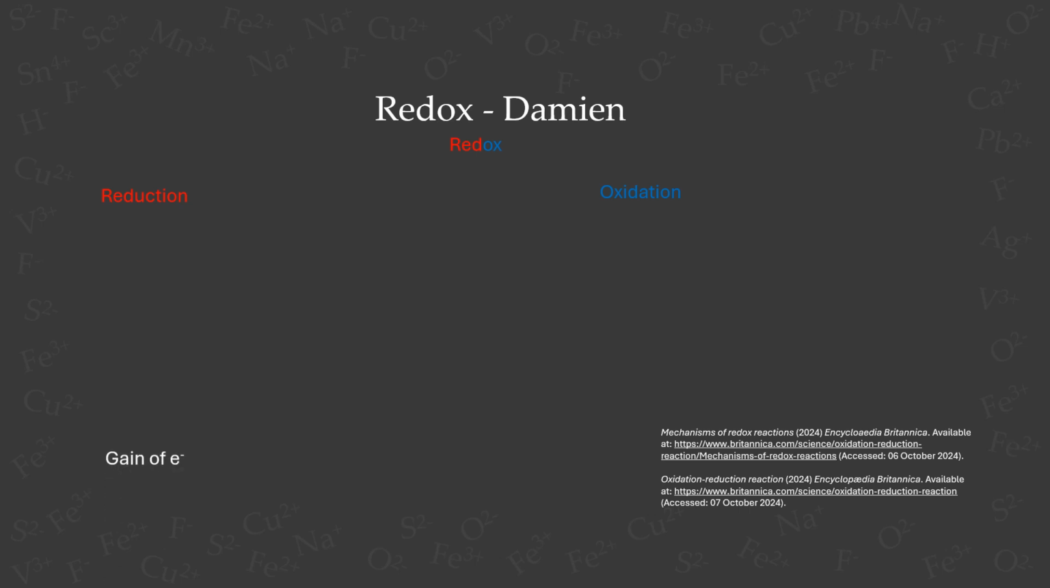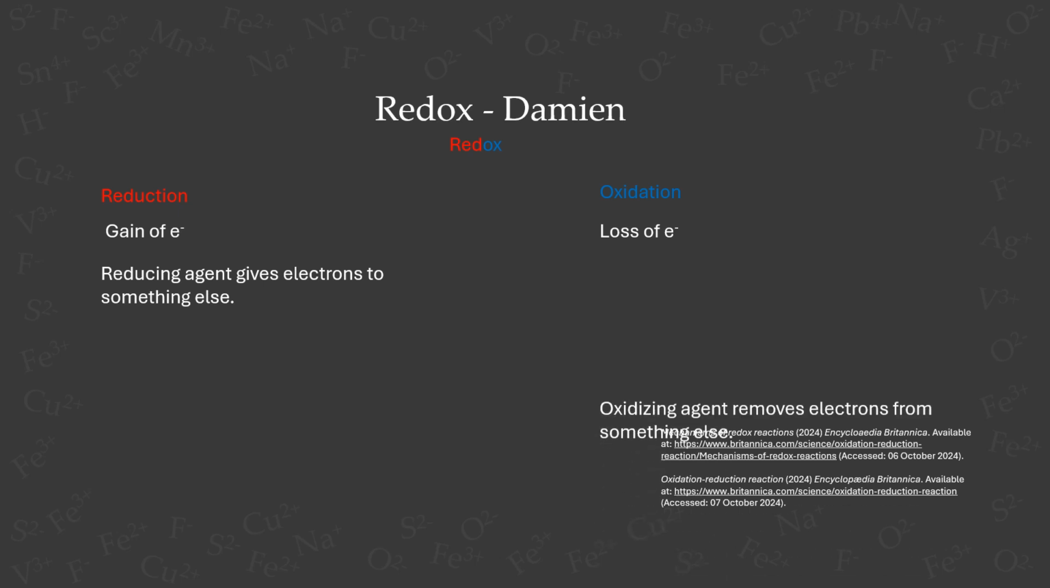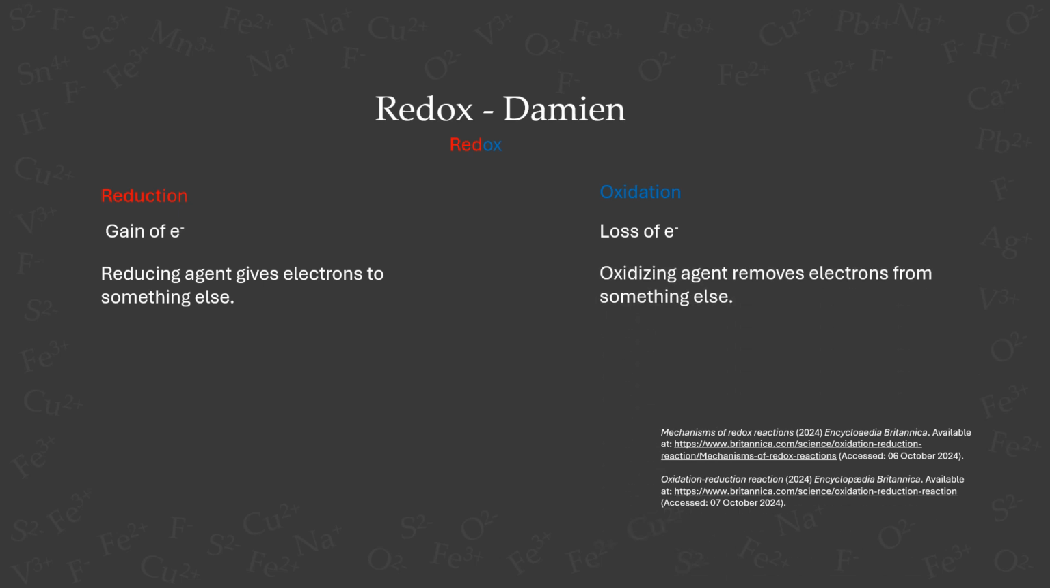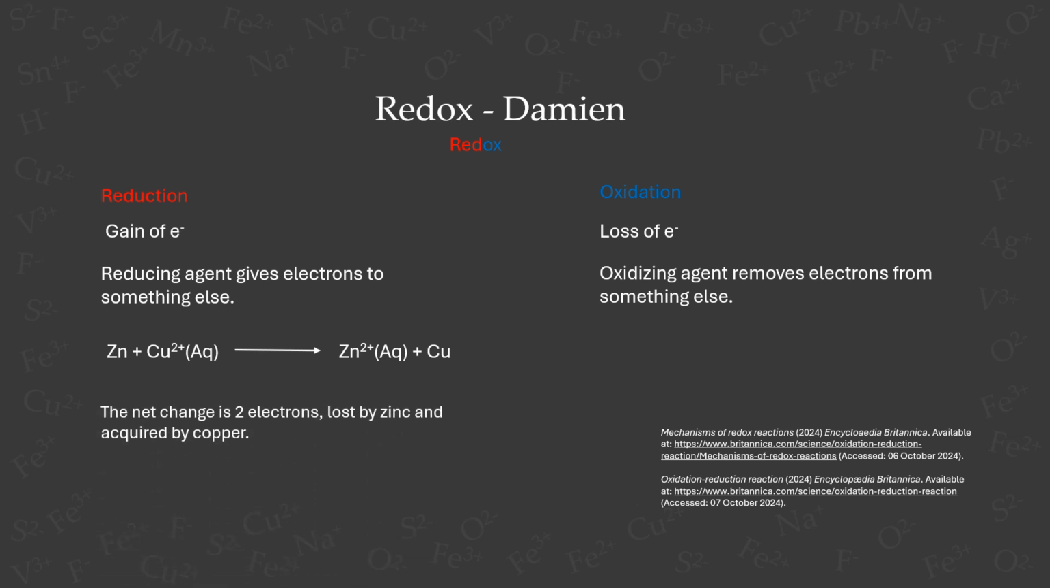Reduction is the gain of electrons, whilst oxidation is the loss of electrons. A reducing agent gives electrons to something else, whilst an oxidizing agent removes electrons from something else. If we take a look at the reaction between zinc metal and aqueous copper 2 ions, we can see that the zinc metal acts as a reducing agent, obtaining a charge of +2, whilst the copper 2 ions are reduced into copper metal. We can say that the net change in this reaction is 2 electrons, lost by zinc and acquired by copper.